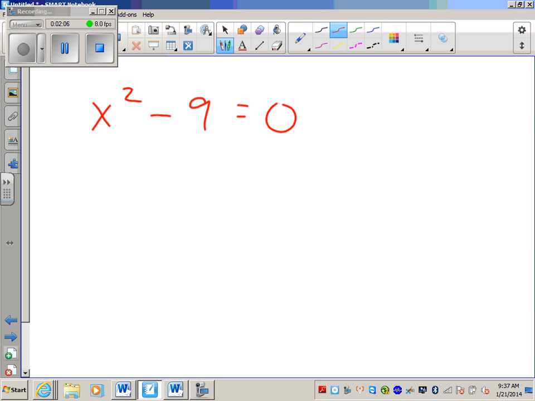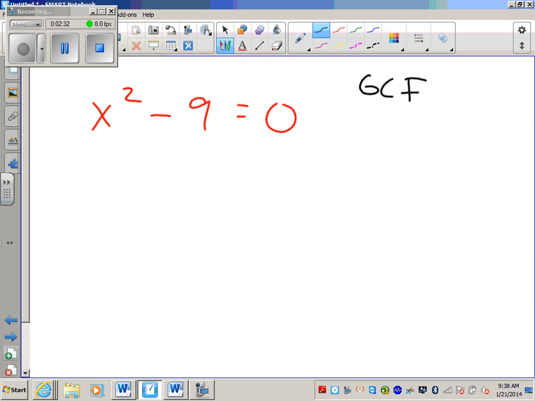X squared minus 9 is equal to 0. The first thing we always want to look for is GCF. And that's not going to change. If we're going to factor anything, whether we're trying to solve an equation or we're just trying to factor, we always want to look for the GCF first. Is there a GCF between x squared and 9? There is not.